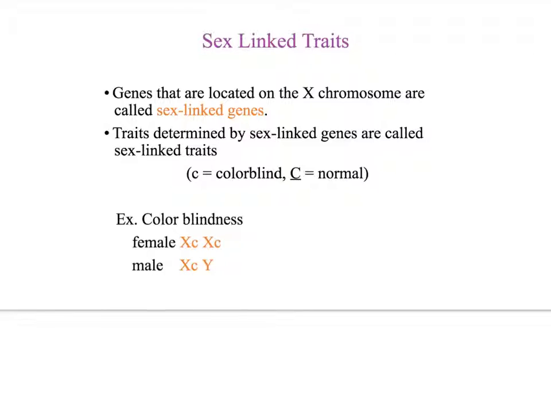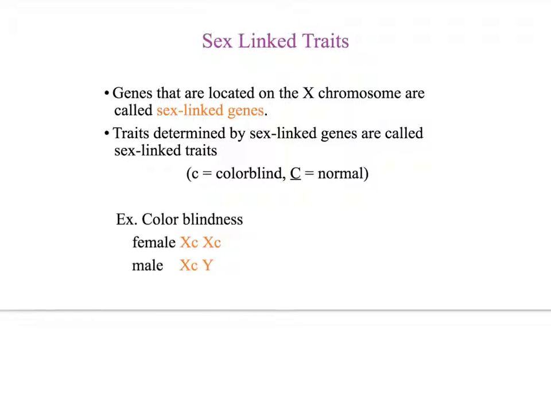Sex-linked traits are traits that are found on the sex chromosomes. In particular, we focus on genes that are located on the X chromosome. Generally, we're looking at recessive traits located on the X chromosome. An example would be red-green color blindness. Certain individuals can't tell the difference between red and green, and that's a genetic trait.